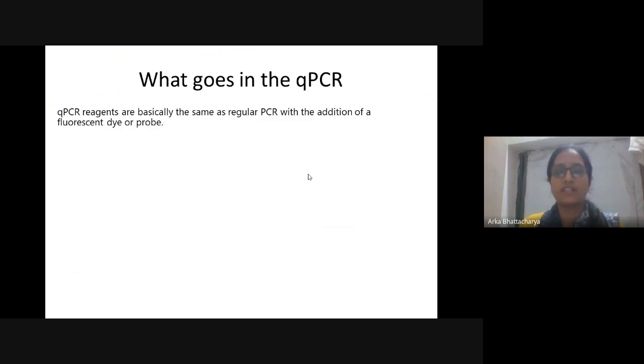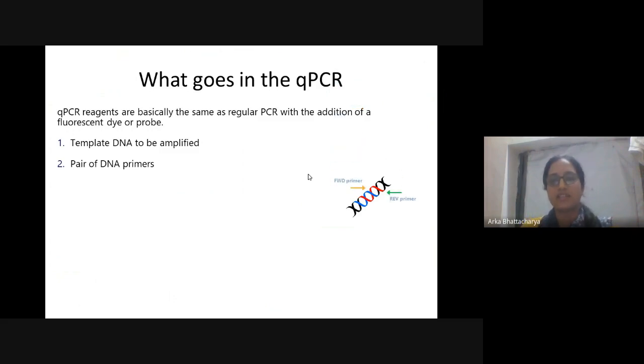So what really goes in the qPCR? qPCR is basically the same as regular PCR with the addition of a fluorescent dye or a probe. So there is just one additional thing we are going to add here. DNA is there, primer is there, dNTPs are there. Only what we add extra is a fluorescent marker. This fluorescent marker or fluorescent probe will intercalate with our target gene or target DNA. So if there is any amplification, the fluorescence signal will tend to increase.